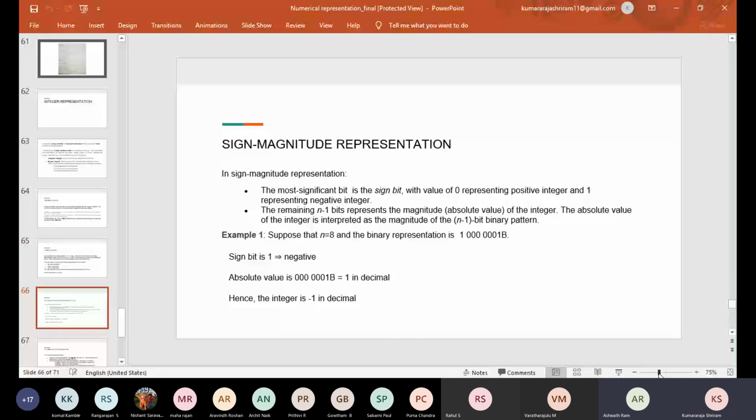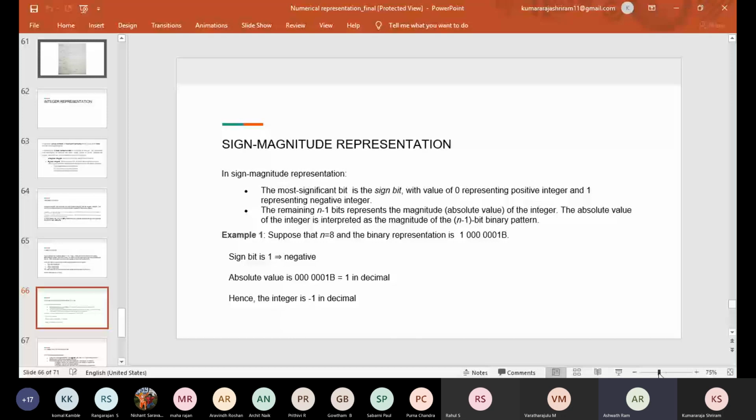The first method is sign magnitude representation. In the case of sign magnitude representation, the most significant bit or the last bit is used to represent the sign of the integer. So if it is 0, then it means it's a positive integer, and if it is 1, it's a negative integer. The other n minus 1 bits are mainly used to represent the magnitude of a particular integer.